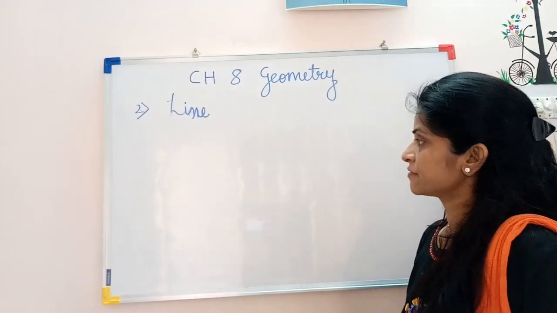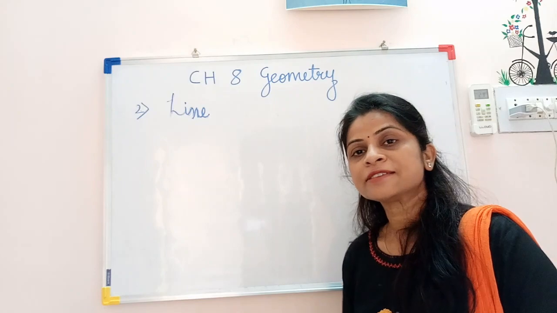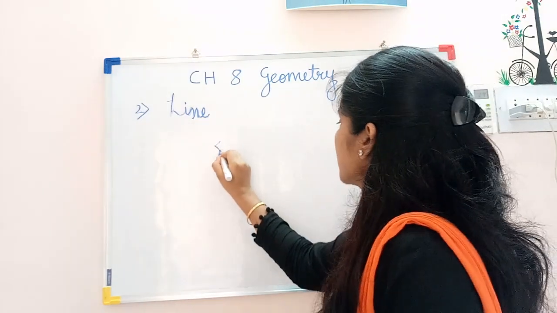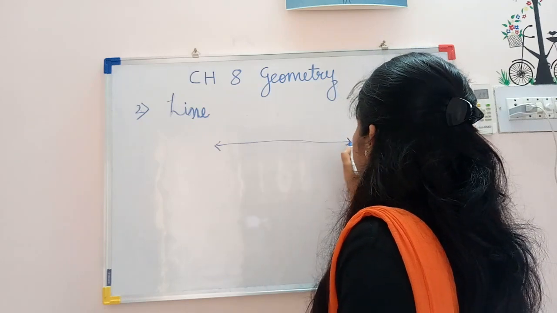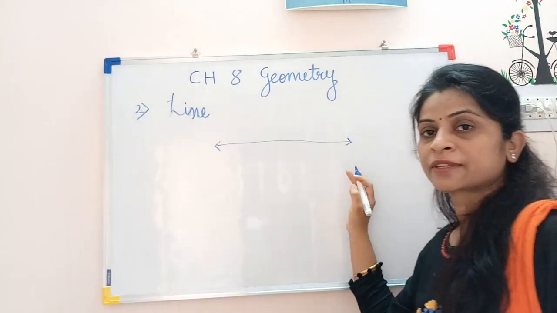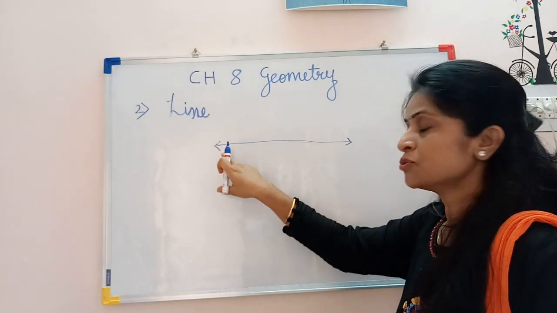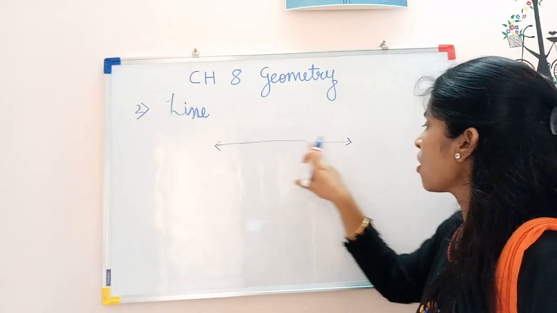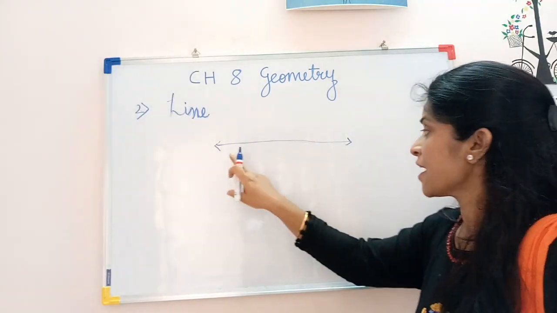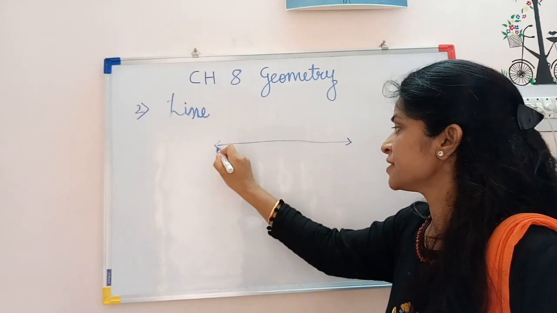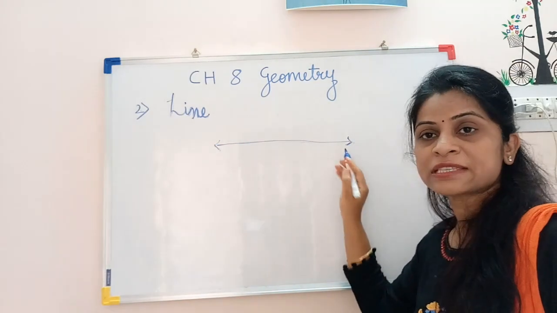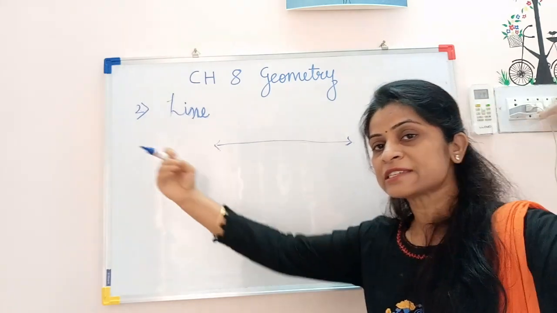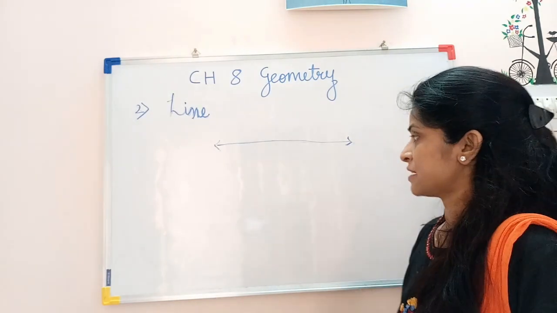Now let's see line. What is line? Line is a straight path like this. It goes endlessly on both the sides. Line does not have beginning or ending. It has arrowheads like this on both the sides. These arrowheads show that line goes endlessly on both the sides.